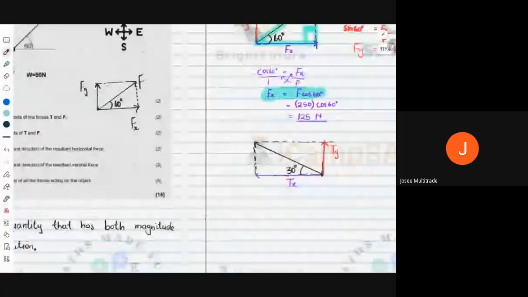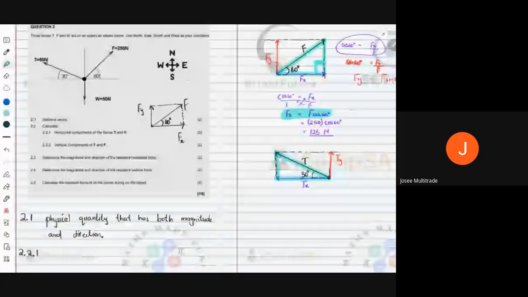So, this is T, sorry. Then now from here, I can say T. Let's do our triangle thing.